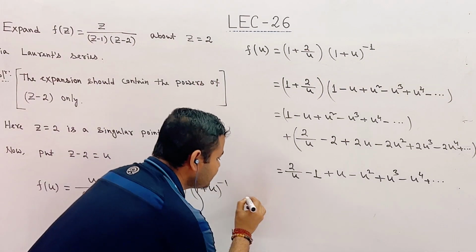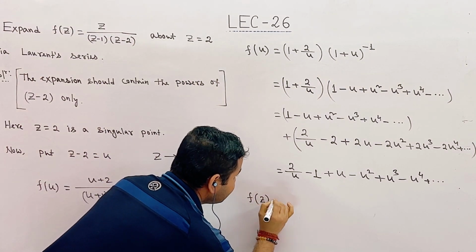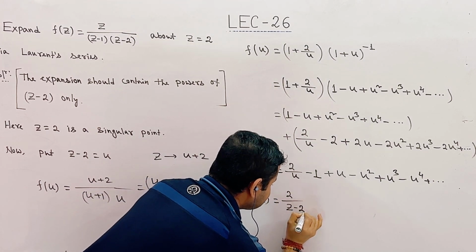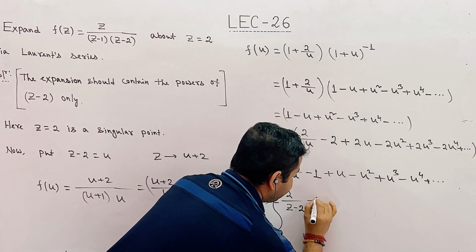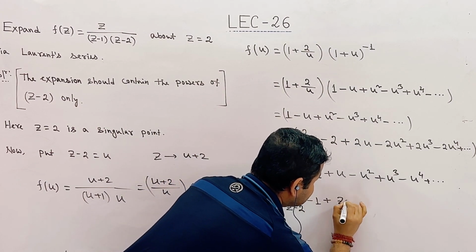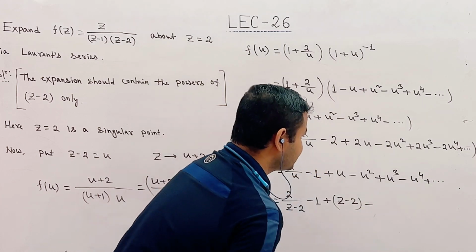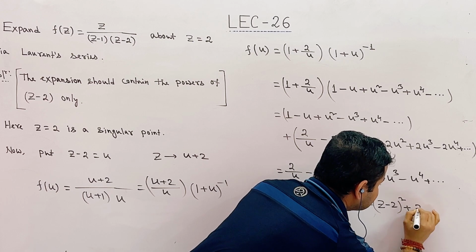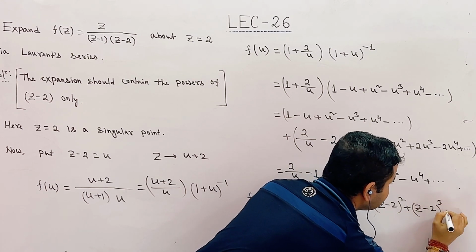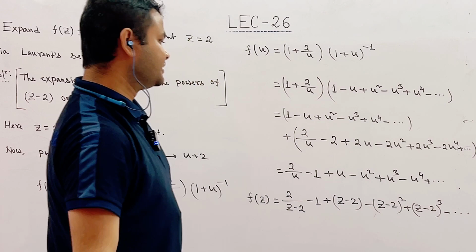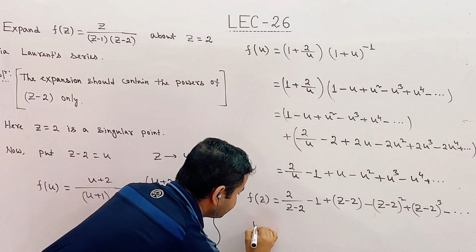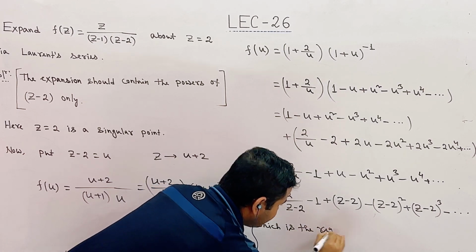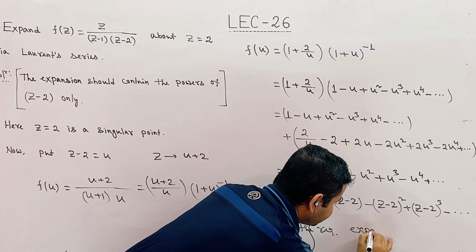So finally, we will get f of z is equal to 2 by z minus 2 minus 1 plus z minus 2 minus z minus 2 whole square plus z minus 2 whole cube minus dot dot dot, which is the required expansion.